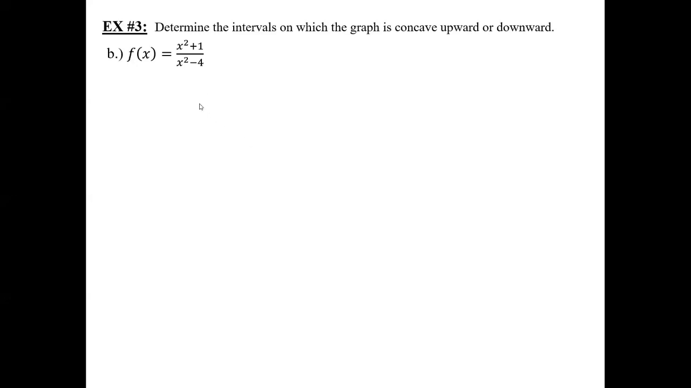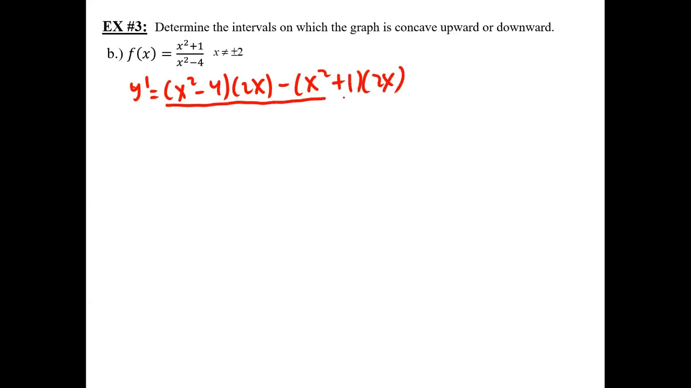Last example, we have f of x equal to x squared plus 1 over x squared minus 4, and we have a condition, x should not be equal to positive and negative 2. Okay, so y prime is equal to low d-high minus high d-low again. Low is x squared minus 4. The d-high, we have just 2x, minus high, x squared plus 1. The d-low, we have 2x, all over low squared, x squared minus 4 squared.